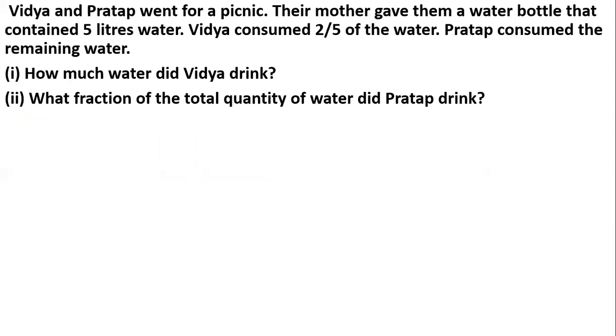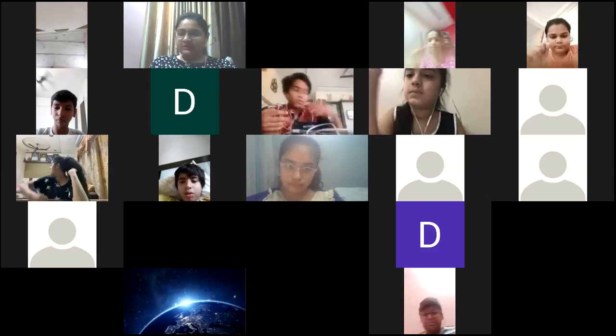Vidya and Pratap went for a picnic. Their mother gave them a water bottle that contained 5 liters of water. Okay. How much total water is there? 5 liters of water is there. Vidya has consumed 2 by 5. So how much has Vidya drunk? She has drunk 2 by 5 of something. This you are going to answer. Okay. I'll come back to you people.